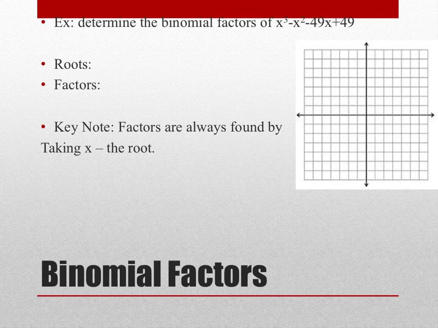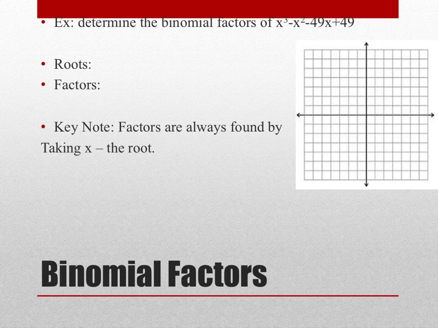Now we're going to move on to our final example here for the day. It says determine the binomial factors of x cubed minus x squared minus 49x plus 49. Now recall in our first two lessons we talked about the degree. So here we can see that there should be 3 roots to our equation. Now knowing that, we can type this equation into our calculator.